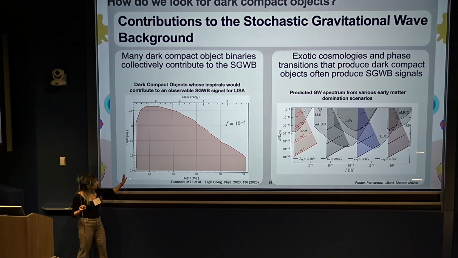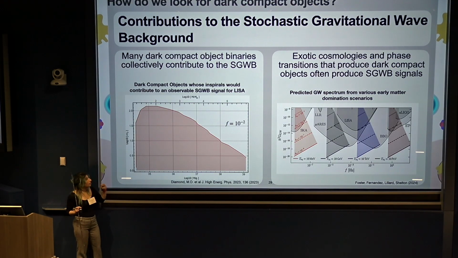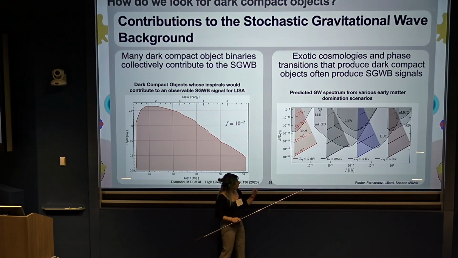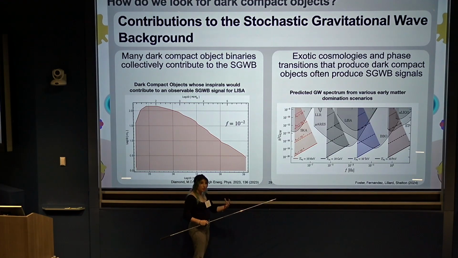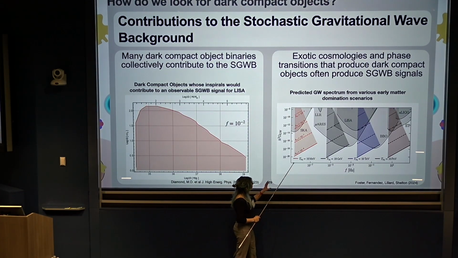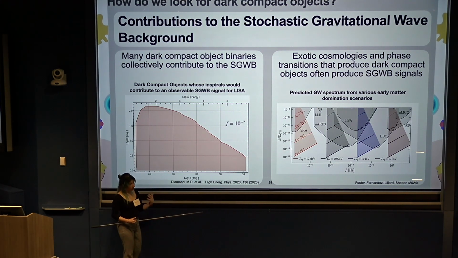for dark compact objects with these properties highlighted in red, this is the mass down here, this is its radius in terms of the Schwarzschild radius. These should have contributions which would be observable to LISA, if the dark compact objects are making up about 1% of the dark matter. Then over here, this is work by Josh Foster, Nico Fernandez, Ben Lillard, and Jesse Shelton, where they looked at early matter domination scenarios where dark structure was allowed to form at least a bit during the early matter domination. And what they found is that depending on your choice of scenario, you can get gravitational wave signals that should be observable in the present.